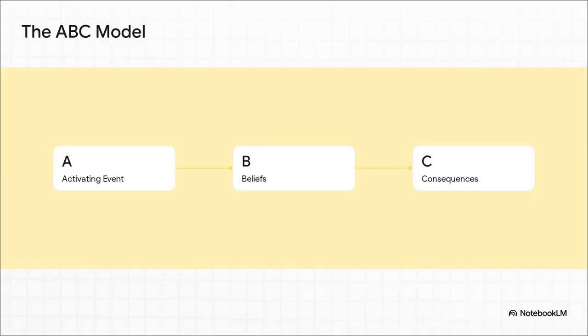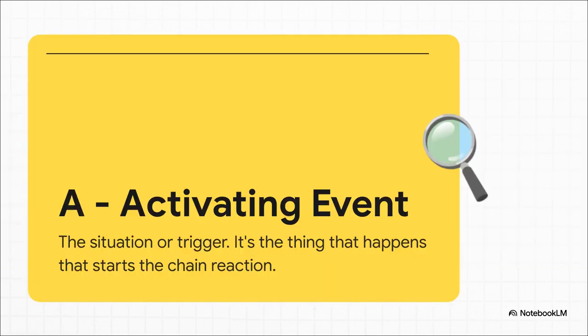First, you have A, the activating event. This leads to B, which is your beliefs about that event. And those beliefs lead to C, the consequences, how you feel and what you do. Let's break each one down. Okay, so A is just the thing that happens, the trigger. It's the objective fact of the matter. You know, your boss sends you a short one-line email. A friend cancels your plans. It's the event out there in the world, totally outside of your head.